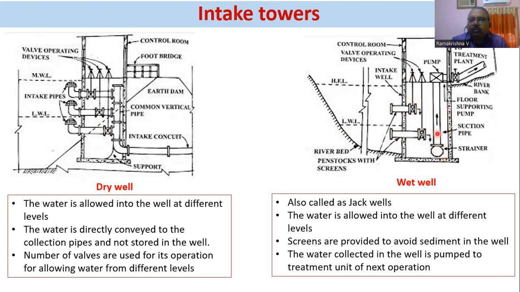Once it is all stored, you put a pump and operate the pump to lift this water to the treatment plant. So that's the difference here. In a dry well, water is not at all stored. The entire sump is dry. In the wet well, the water is collected in the sump and is lifted through a pump. Again, on the top you have a control room, and there is a footbridge, and people can come over here and check the working of the pump. If we want to do some maintenance work, they can do it here, right? This is a wet well. This is also usually called a jack well.